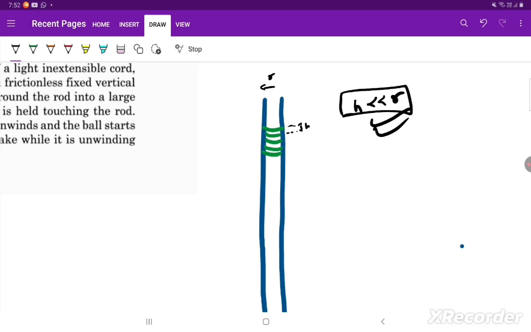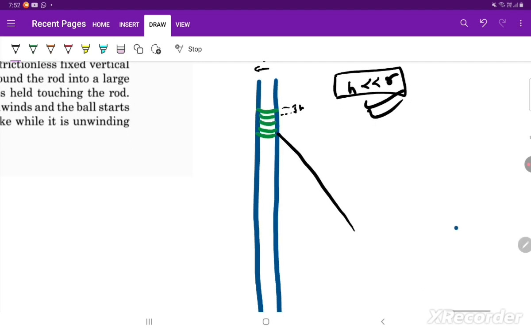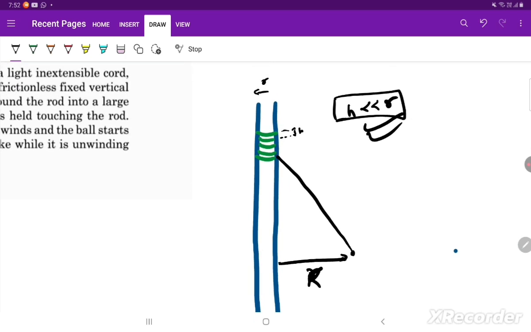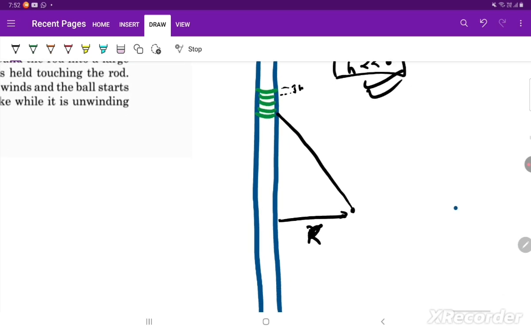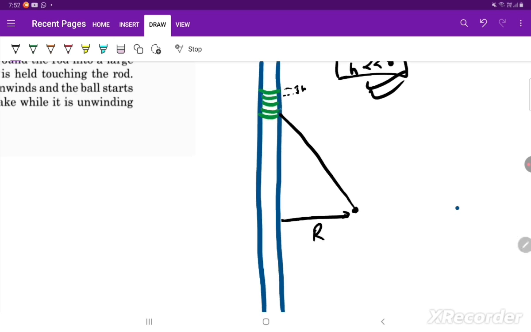Now what happens here is that you have the ball here. Suppose the radius of the circling is some capital R, because I'm assuming the smaller r to be the radius of the rod. So let us assume that the ball is circling around the rod with a circle of radius capital R. Now basically what happens is after one turn completes, it will be something like this.